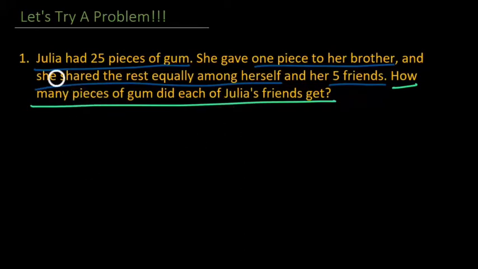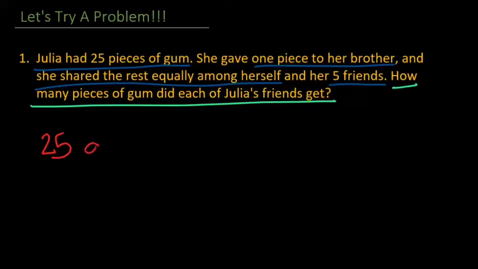So the first part of the question is 25 pieces of gum. So the first part is 25. 25 pieces of gum in total. And the second part of the question is, she gave one piece to her brother. She gave one of the 25 pieces of gum to her brother.